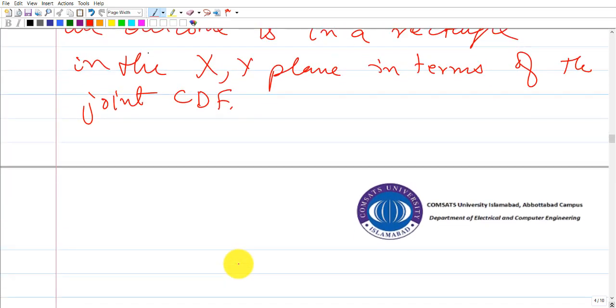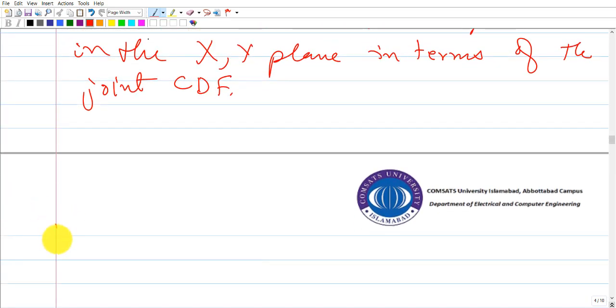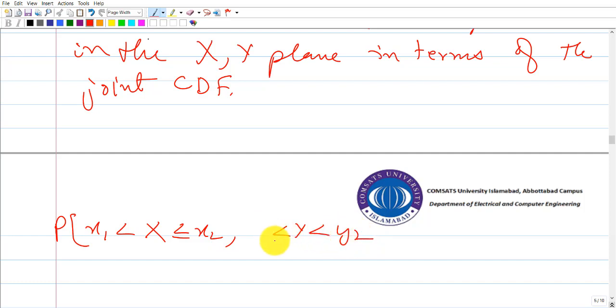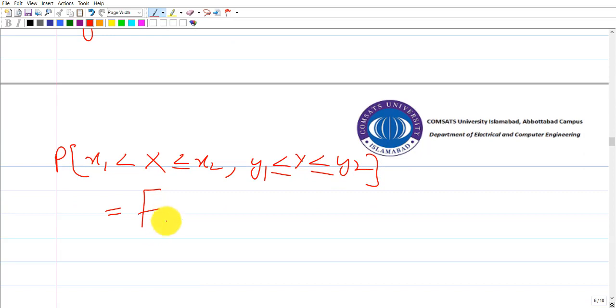can be written as the probability that x is between x1 and x2, and y is between y1 and y2. So that is similar to finding the joint CDF at each corner of the rectangle.